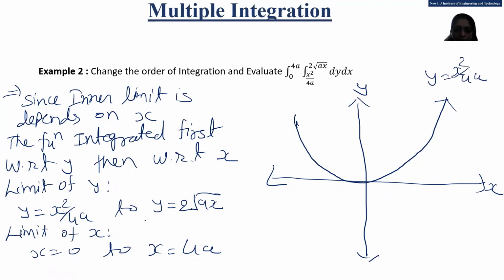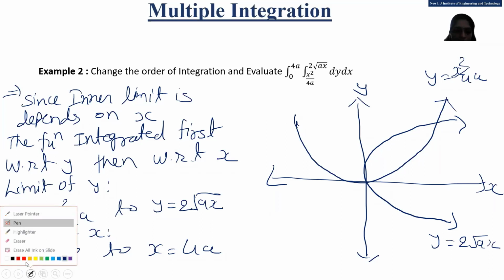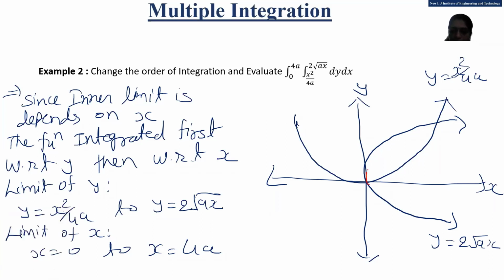For y square equal to 2x, if I take a square on both sides, y square is equal to 4ax. So this is another parabola which is surrounded by the x-axis. This is y equal to 2 root ax. So our region of integration is this, right? There are two intersecting points. One is (0, 0). But what about this point?